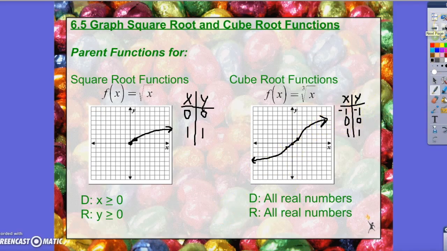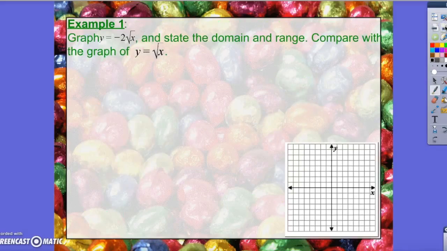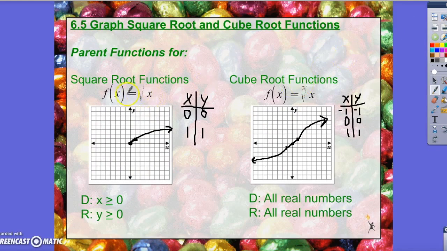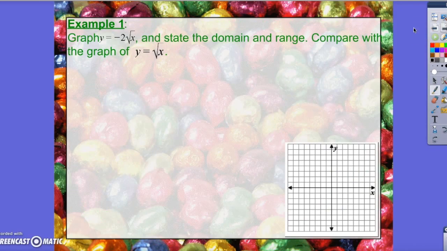All right. So let's actually take a look at an example. So we're going to graph y equals negative 2 square root of x, state the domain range, and we're going to compare with the graph of y equals square root of x, which is this one. We're going to talk about how this one compares with it. All right. So once again, make your table. I have a square root, so what am I going to use? 0 and 1. You could do that for all of them.